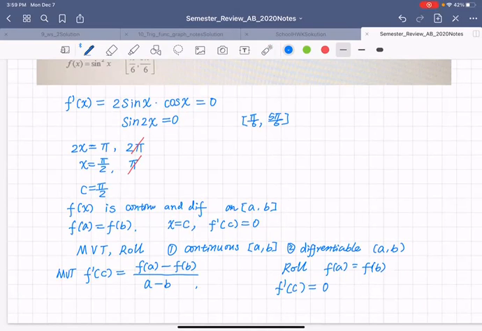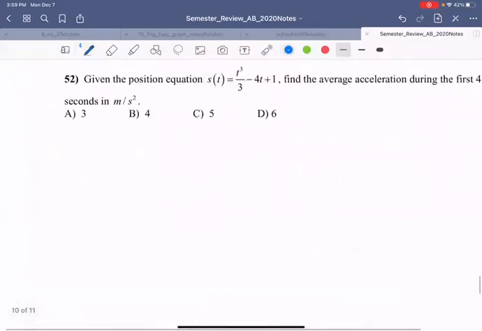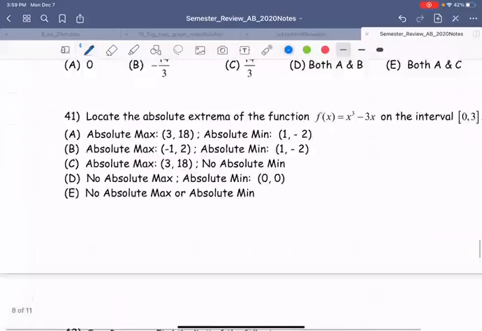Any other question? If no other question, let's continue. Let's do the review. We still have many questions in the review.